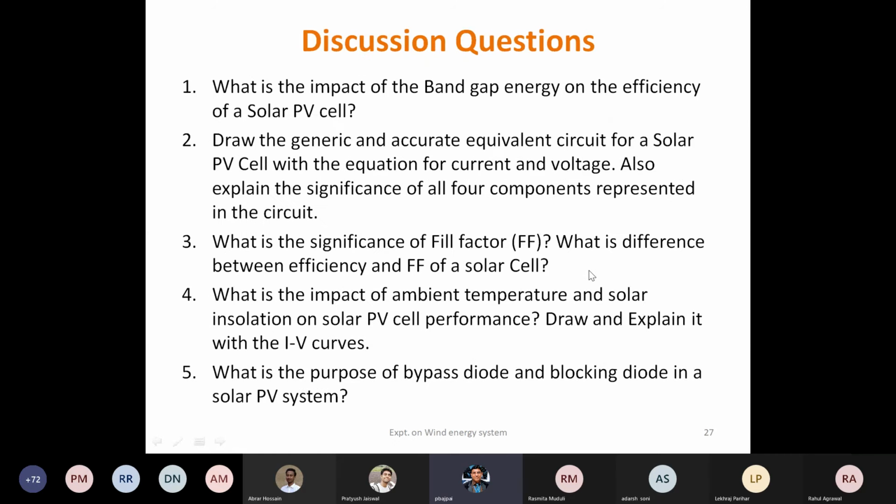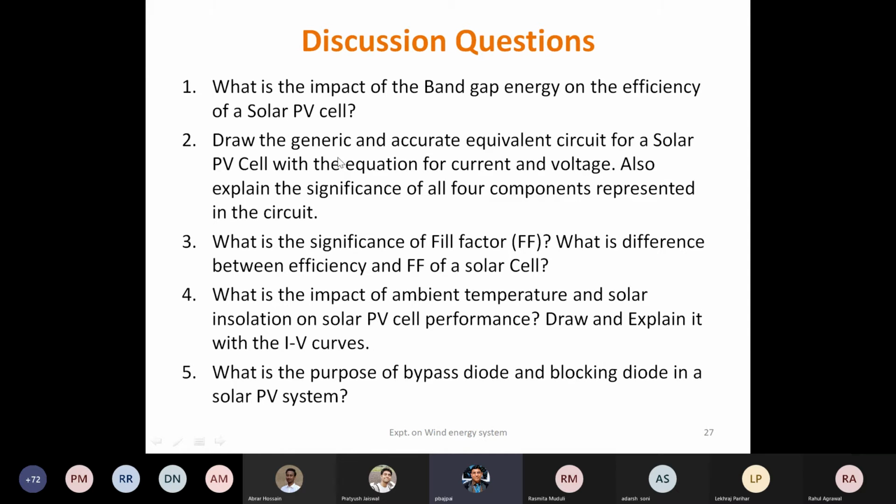Now, these are the questions which you have to answer in the discussion part while submitting the report. What is the impact of band gap energy on the efficiency of a solar cell? I have given you a hint: band gap energy and solar cell efficiency have a relation. Please go to the chapter. It is discussed properly there.